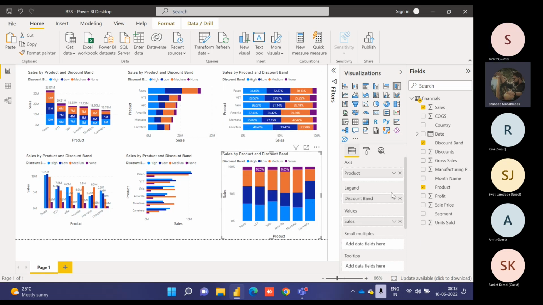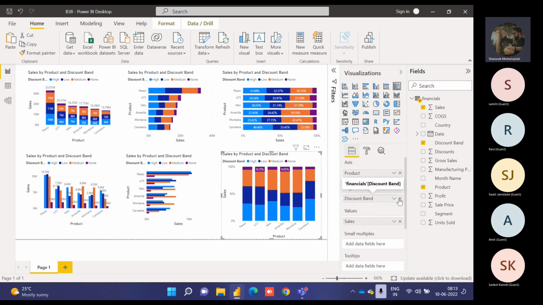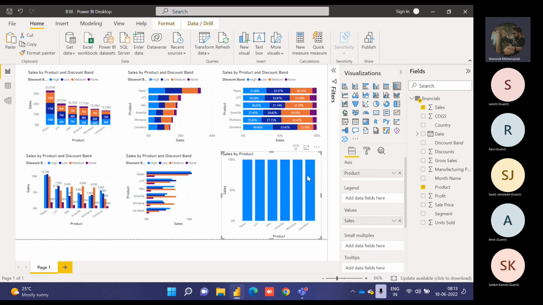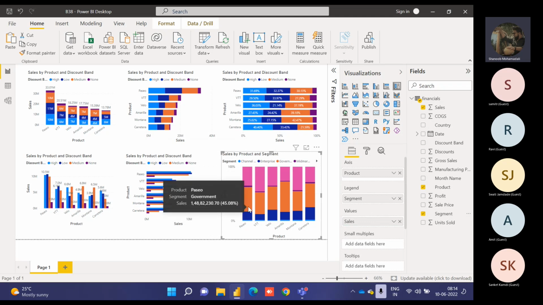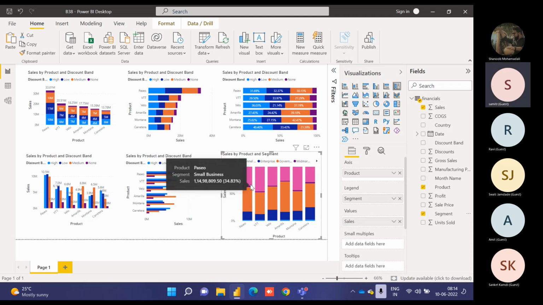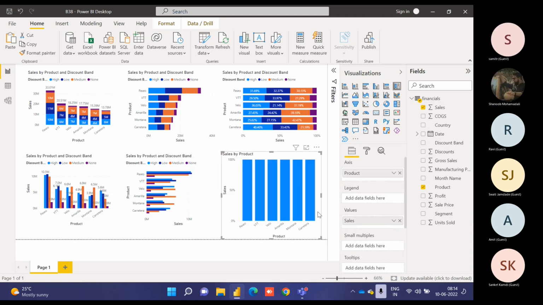Whatever field you configure in the legend, it would distribute. For example, I don't have anything, so it will say 100% for each. If I say, let's say, segment, it will now show for each of the segments a different percent distribution. Okay, got it. Thank you.